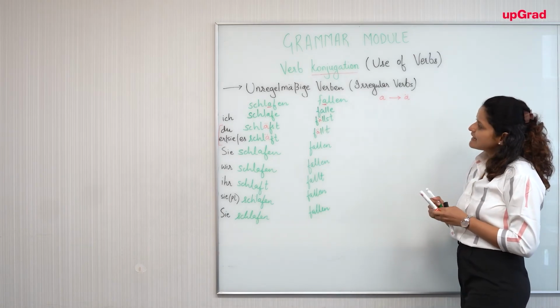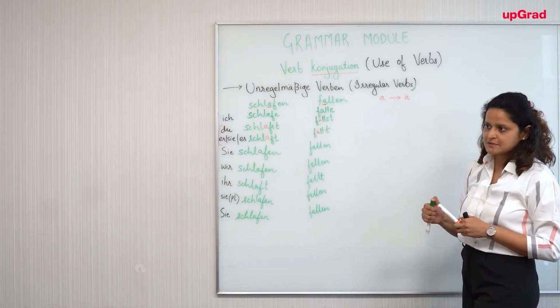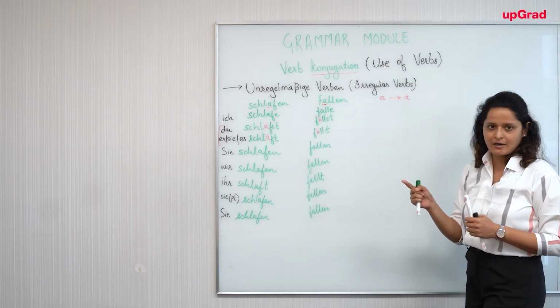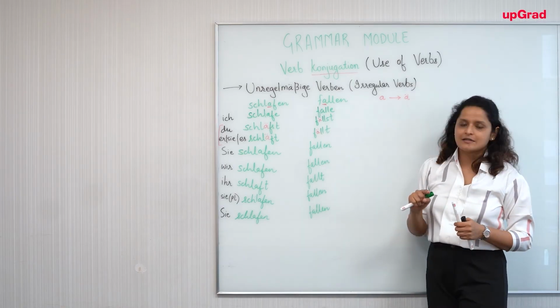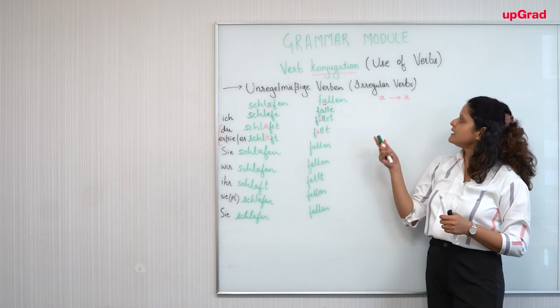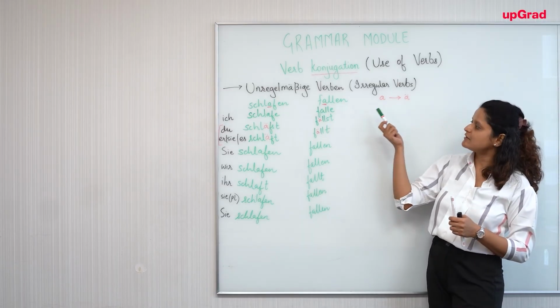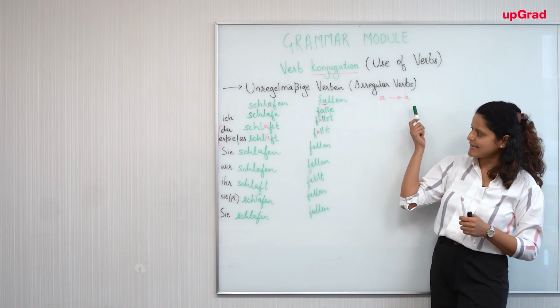So this is the third category for irregular verbs, where in the first category, the stem changed from E to IE. In the second, it changed from E to I. And in the third one, it changes from A to A umlaut. That is, the sound changes from A to Ä.